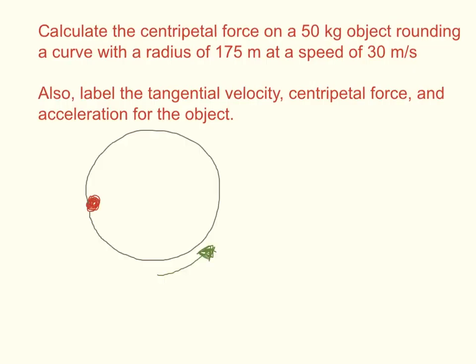So we have this mass, or this object, going in a circle. Now in this diagram, I'm going to say that the object is moving counterclockwise. So if we look at the tangential velocity, let's label our diagram first. Tangential velocity, that's the direction of motion at that specific time.